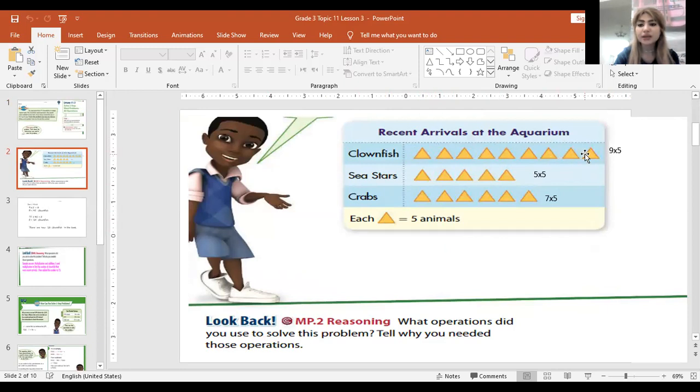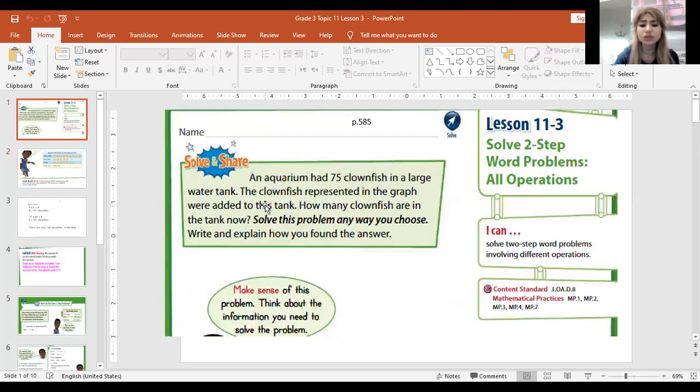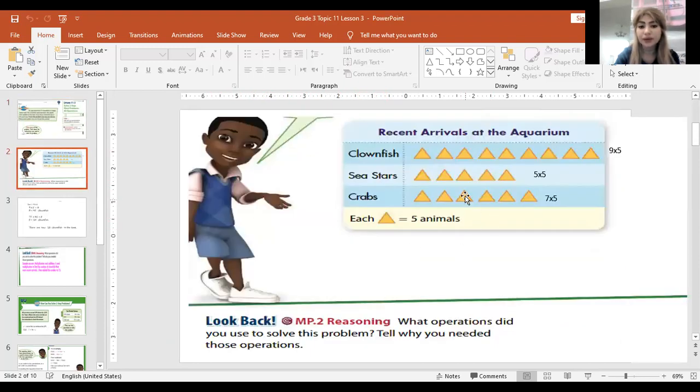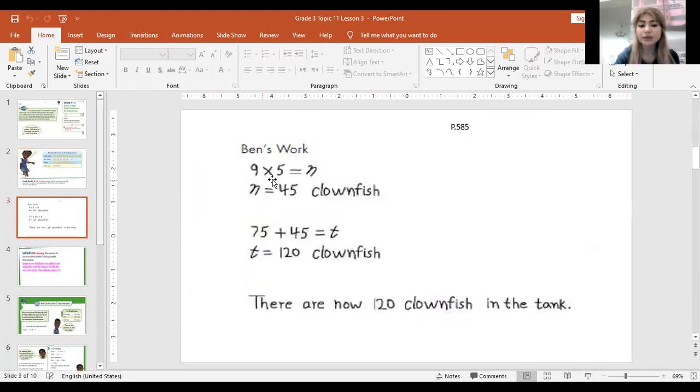So if I have 9 triangles, the number here is 9 multiply 5. If I have sea stars, it will be 5 multiply 5. If I have crabs, it will be 7 multiply 5. So what is his question? He is telling me the clownfish represented in the graph were added to this tank. How many clownfish are in the tank now? So we have already 75 clownfish, and we added the numbers in the graph. It will be 75 plus 9 multiply 5.